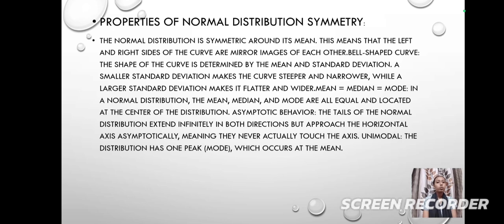Asymptotic behavior. The tails of the normal distribution extend infinitely in both directions but approach the horizontal axis asymptotically, meaning they never actually touch the axis. Unimodal. The distribution has one peak, the mode, which occurs at the mean.